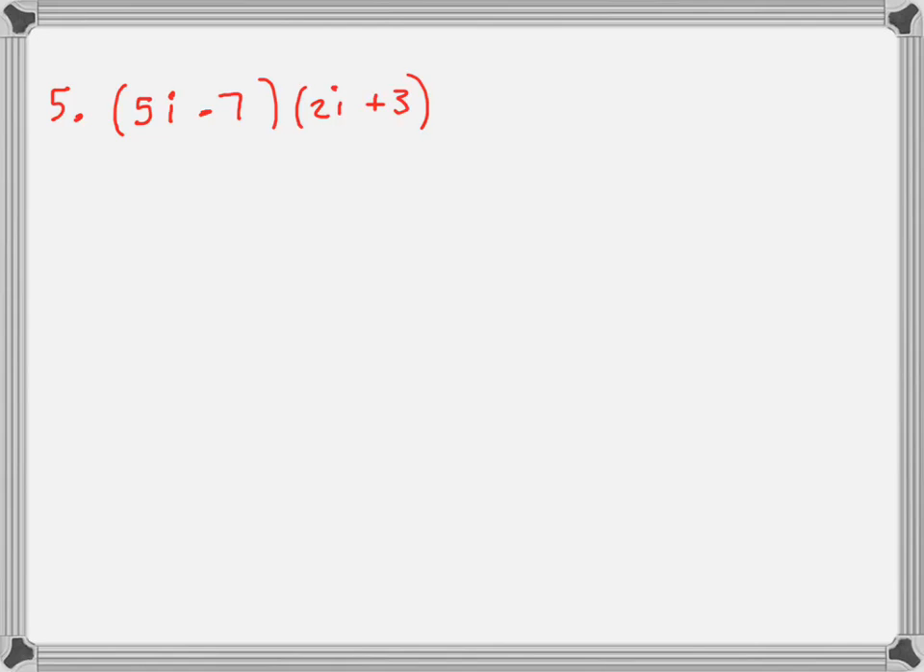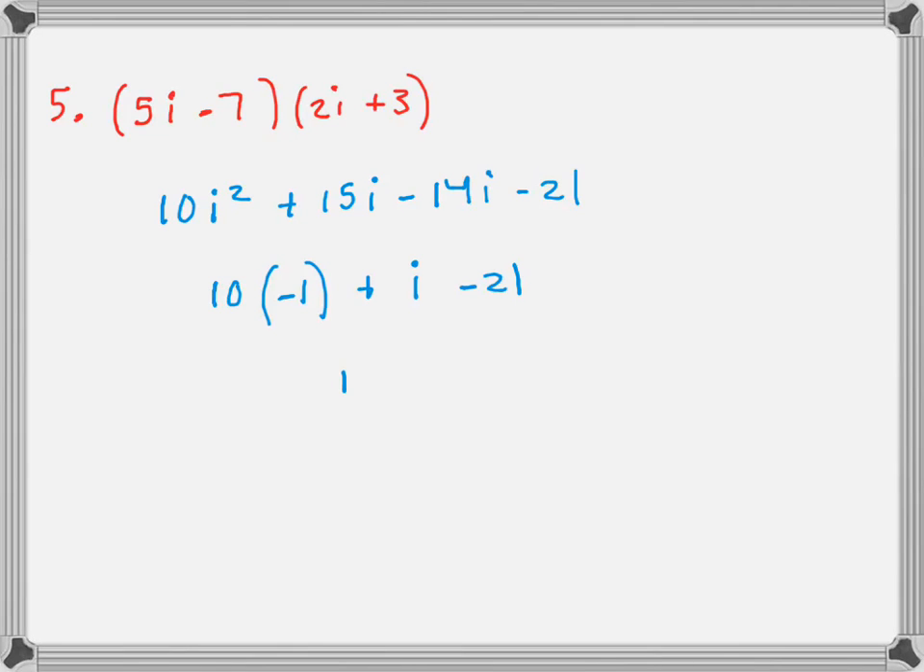So if we factor this through just regular foiling, we get 10i squared plus 15i minus 14i minus 21. And then if we start combining these terms, we get 10 times, and then i squared is also equal to negative 1. So 10 times negative 1 plus i minus 21. And then if we simplify that all together, we get i minus 31. So obviously very simple. You just have your bi, so this is just 1 times i, minus your a, which is just 31. So pretty simple, and we're going to move on to something that is just with i's.